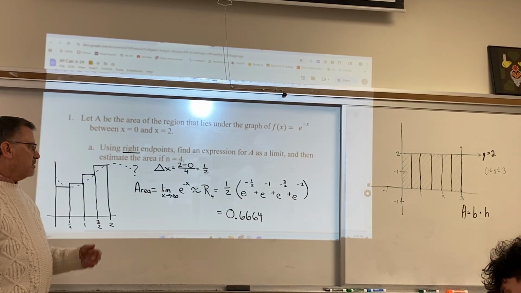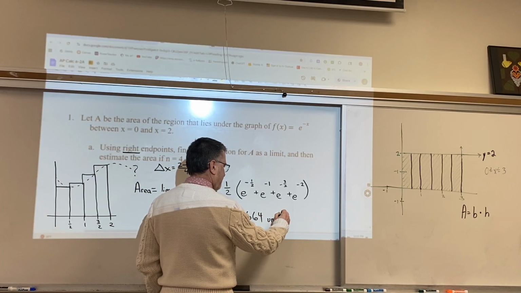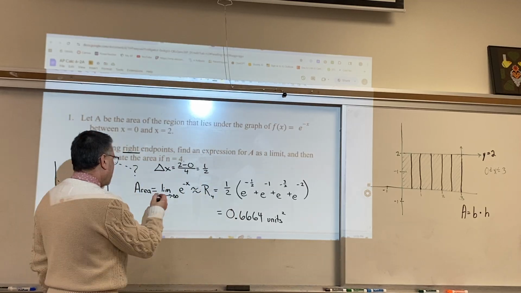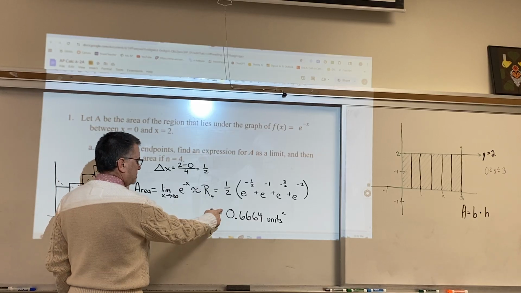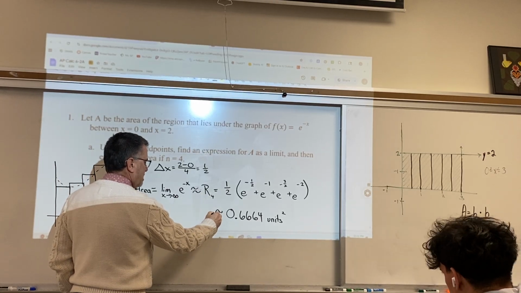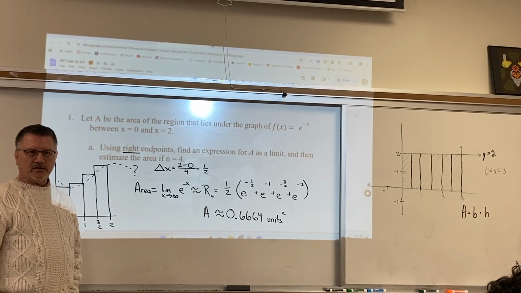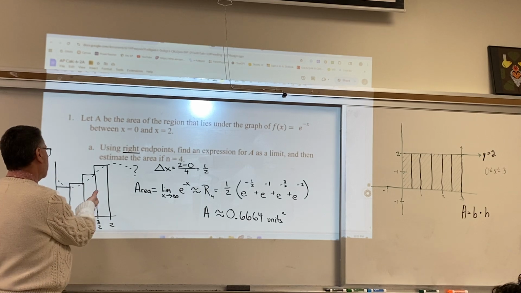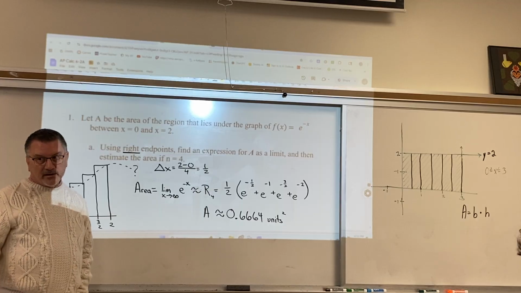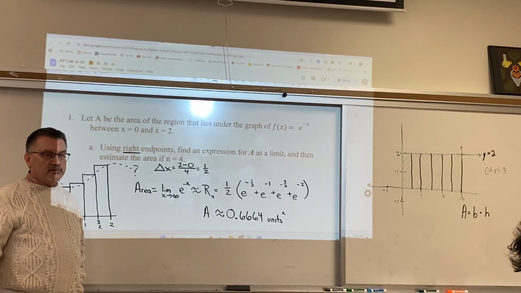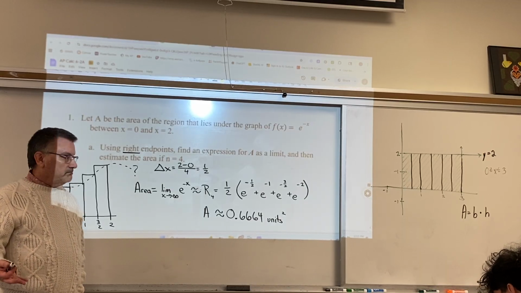Okay, so that's the answer, and that would be square units, unit squared. Now, is that actually the area? No, the area equals the limit, and the limit is about this. So I'm gonna say the area is about that. Is it an overestimate or an underestimate? I don't know, I'd have to draw the actual curve and see. But I know it's not exactly the area. And I only used 4 rectangles. That's probably around there, right?